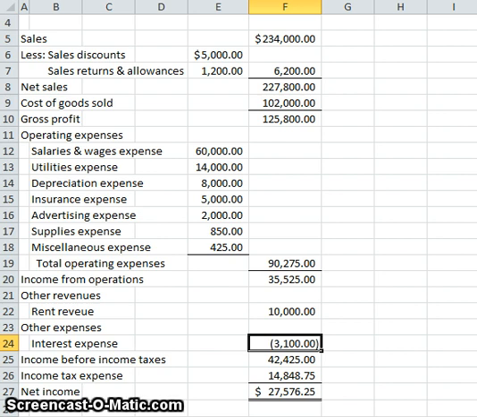Okay, so there you go. Multi-step income statement. New items on there. Sales, gross profit, income from operations, your other, and then finally we get back to that net income figure.